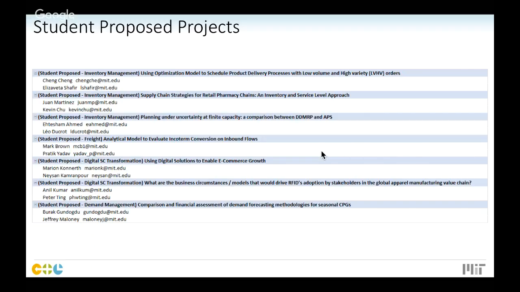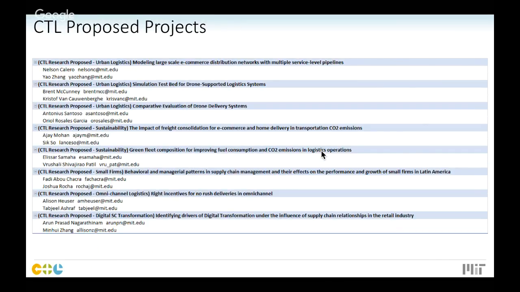But now at this point, the important thing is that you see which projects were finally selected for the capstones, right? So these are the projects that were proposed by the students. And now these are the projects that were proposed by CTL researchers, right? And here you see again a mix of different projects related to urban logistics, sustainability, omnichannel, digital supply chain transformation, right? All right, so I hope that by now you have been able to find your name, and later we will send an email to follow up.